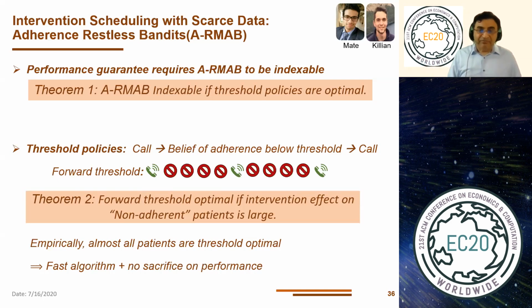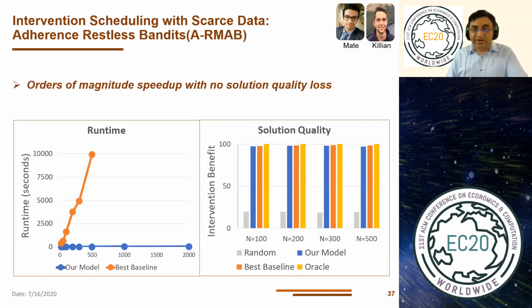Empirically, in the data we have, we find that almost all patients are threshold optimal. And so we can have a fast algorithm without sacrificing performance too much. And in fact, we are able to show that our algorithm generating policies for calling these patients runs significantly faster than the best baseline we could find in this area, and without losing much in solution quality. The key assumption we have made here is that we know the transition probabilities, but of course, one of the interesting challenges is how do you provide guarantees when we don't have that information ahead of time.